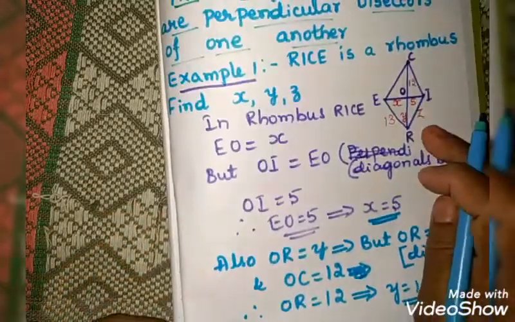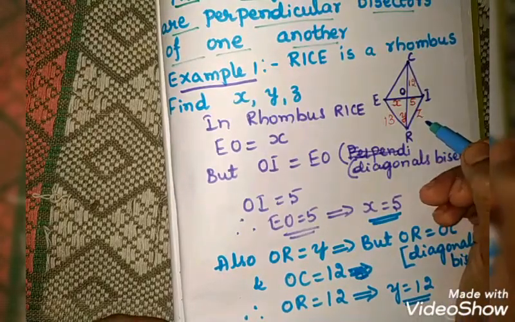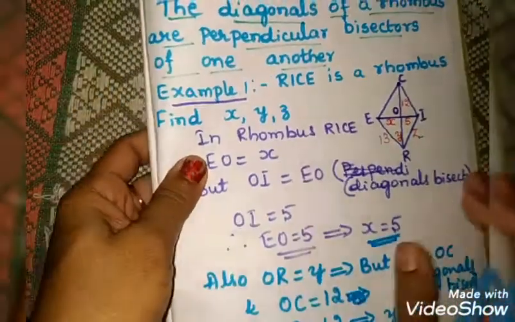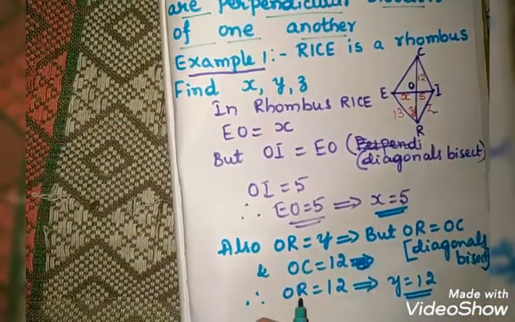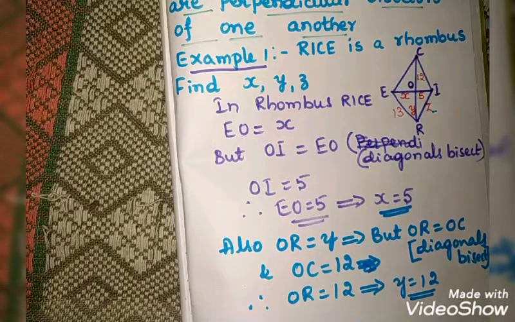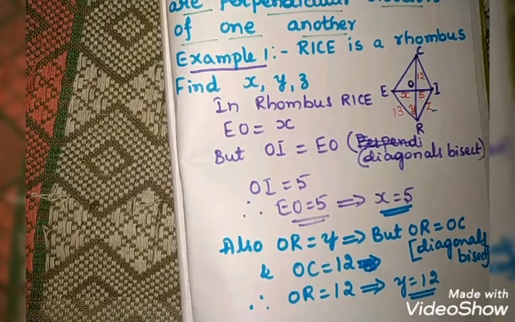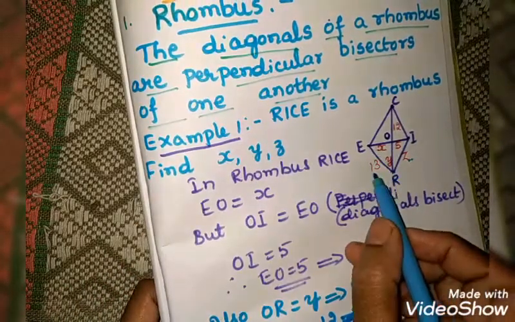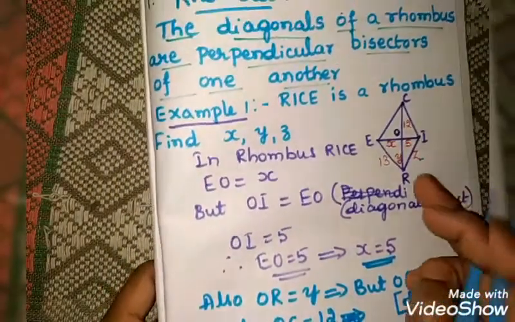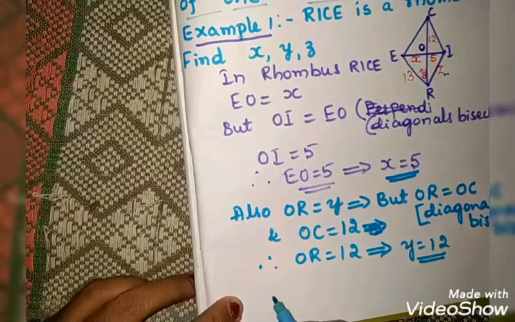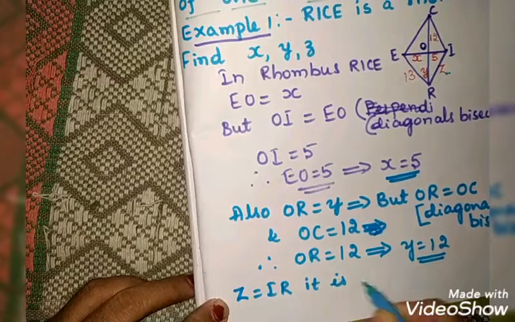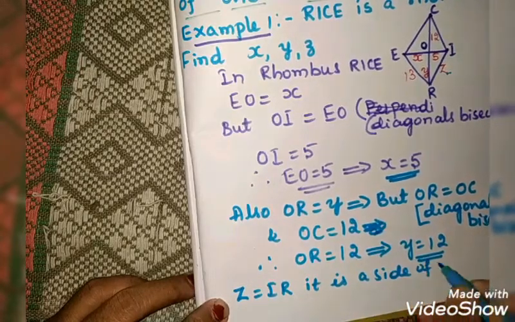Next, we have to find out what? Z. Here Z is here. You can observe, children. Clearly observe. So, Z, how to find out? What is one more property of a rhombus? In a rhombus, all the sides are equal. The length of all the sides are equal in a rhombus. So, here they gave one of the sides of the rhombus. It is 13. Observe, children, here. So, Z also must be equal to 13 because Z is equal to IR. It is a side of a rhombus.